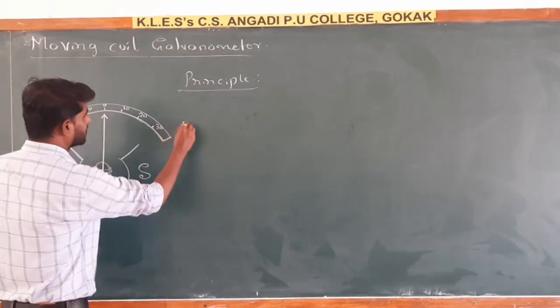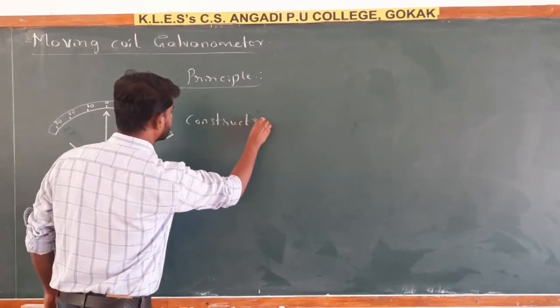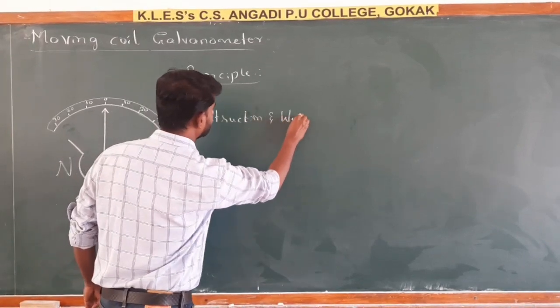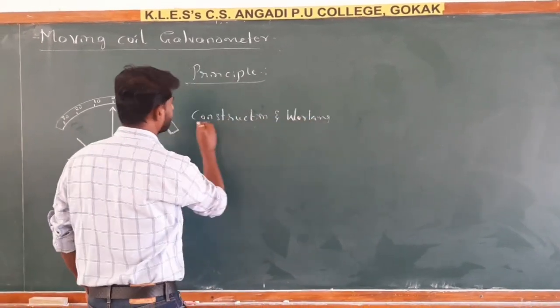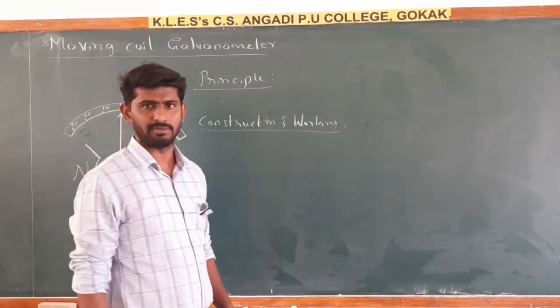Okay, and the next concept is construction and working. You may get a 3 marks question: explain the construction and working of the moving coil galvanometer.